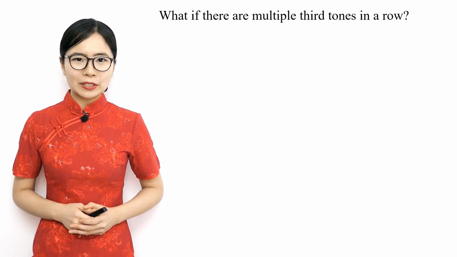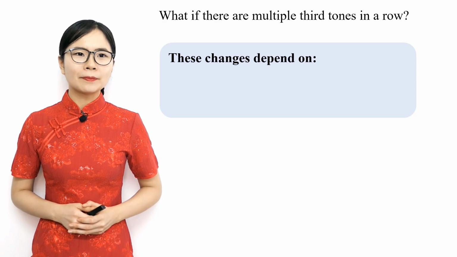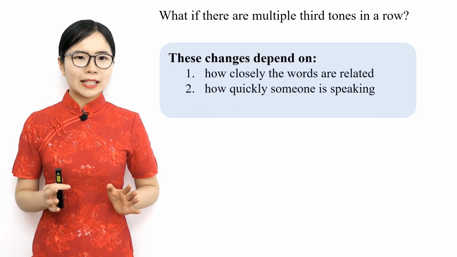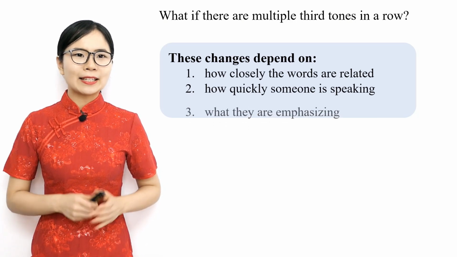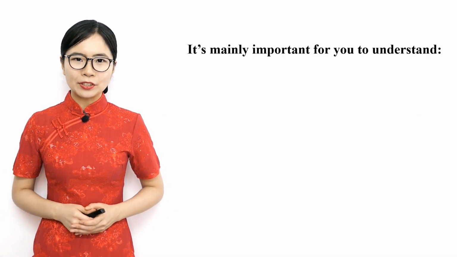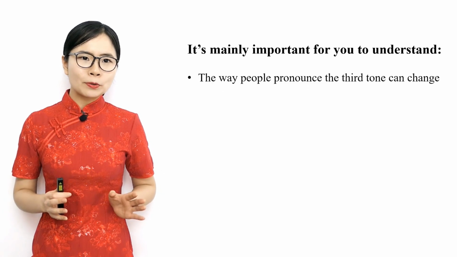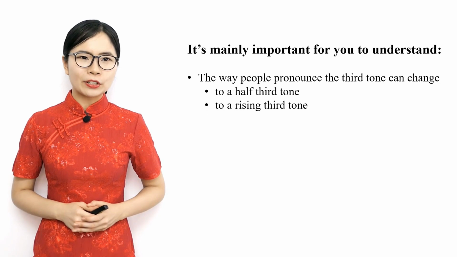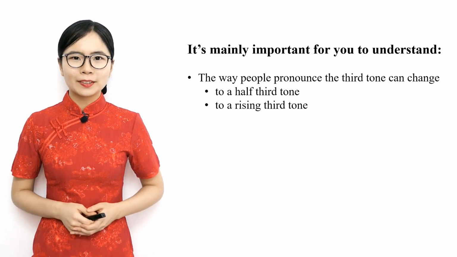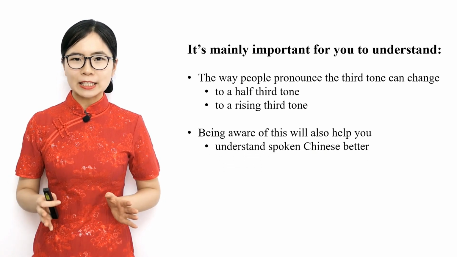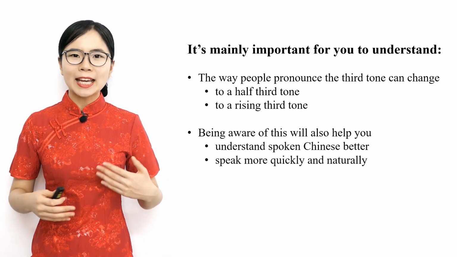For multiple third tones in a row, the changes depend on how closely the words are related, how quickly someone is speaking, and what they are emphasizing. All this doesn't matter too much though. It's mainly important for you to understand that the way people pronounce the third tone can change to a half third tone or a rising third tone to help their words flow. And being aware of this will also help you understand spoken Chinese better and speak more quickly and naturally.